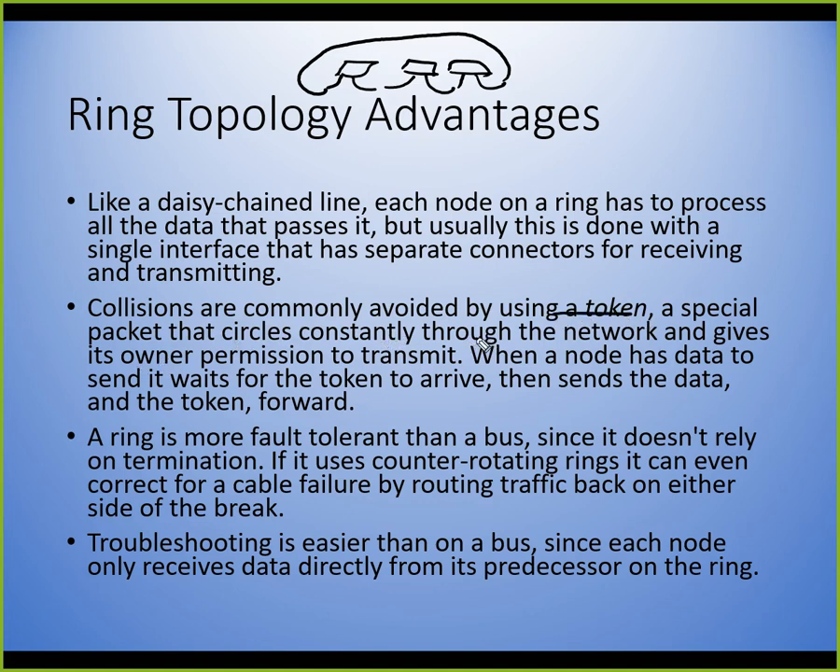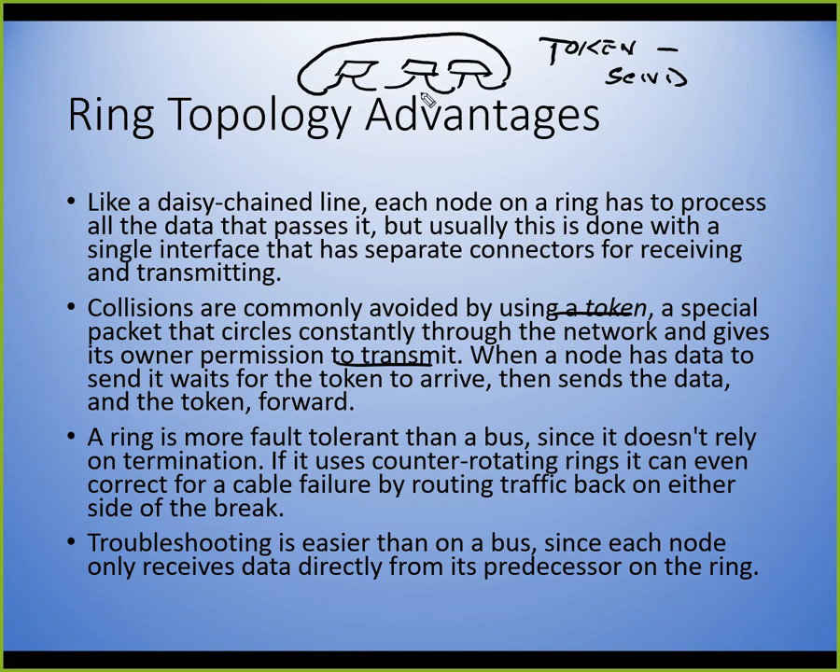A packet that circles constantly through the network and gives the owner permission to transmit, to access the media. So we send a token around to say, hey, you can send your data. You can speak. All the other time we're going to be listening. If a node has data to send, it waits for the token to arrive, then it sends data and the token forward. This can be, I guess, more orderly.